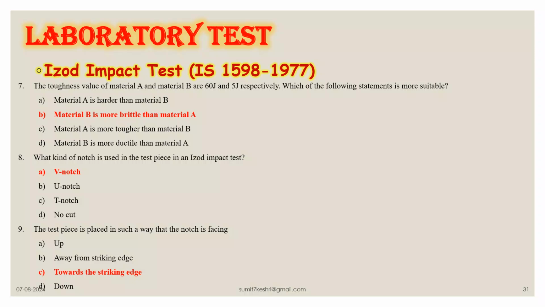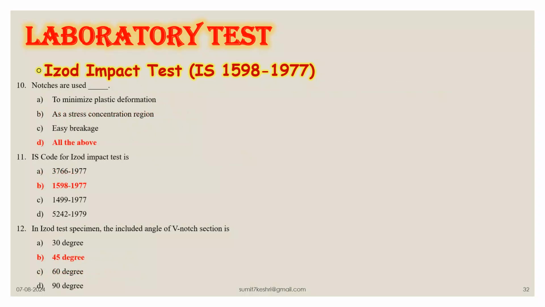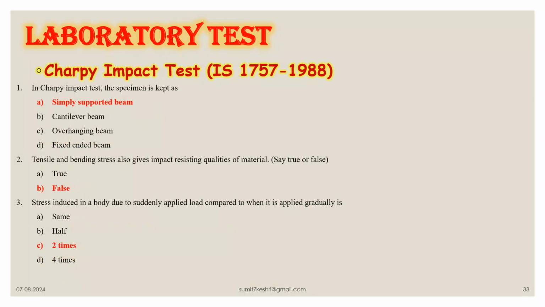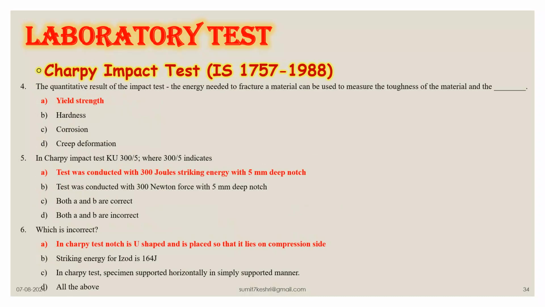So in the Izod impact test, the notch is, we say. Also, one more difference in Izod and Charpy test is that the notch face in the Izod test is towards the hammer striking, but in the Charpy test, the notch face is away from the striking hammer. Now here are some more questions on the Izod impact test. For the Charpy impact test, there are also some questions. Just go through it. I hope you will answer all these questions.